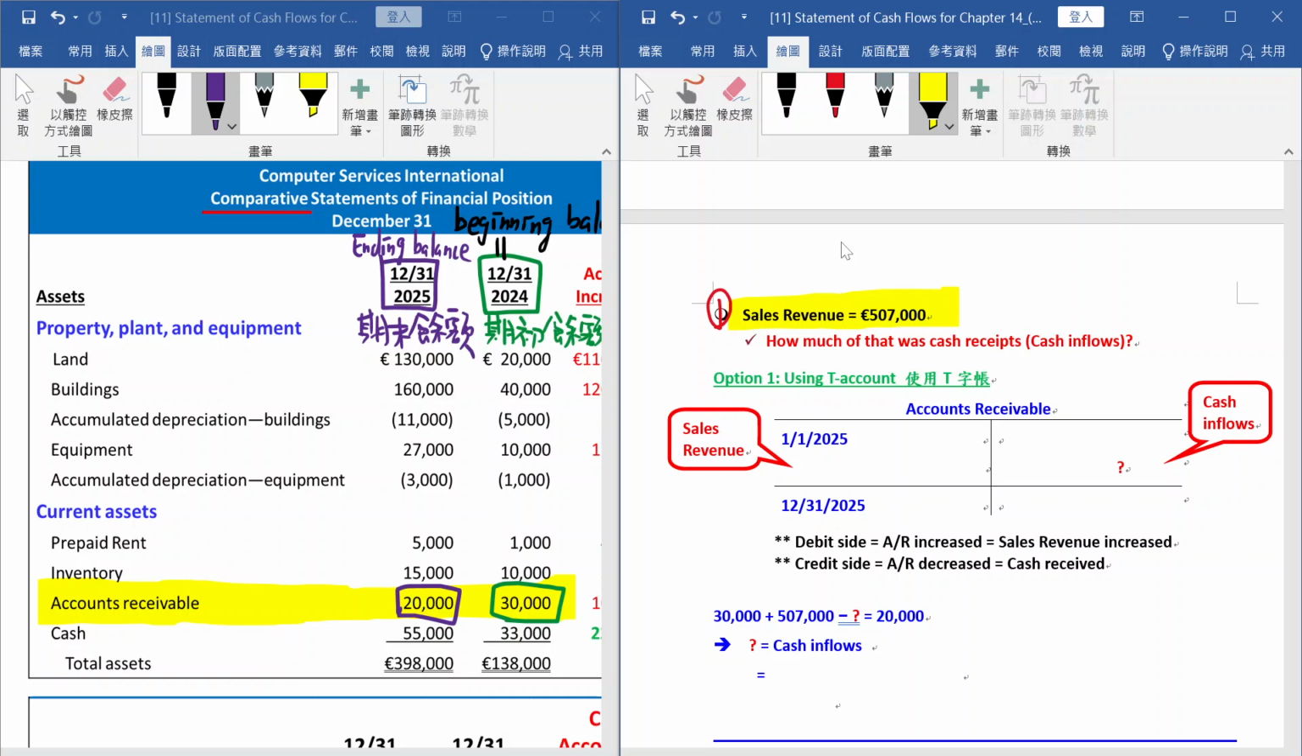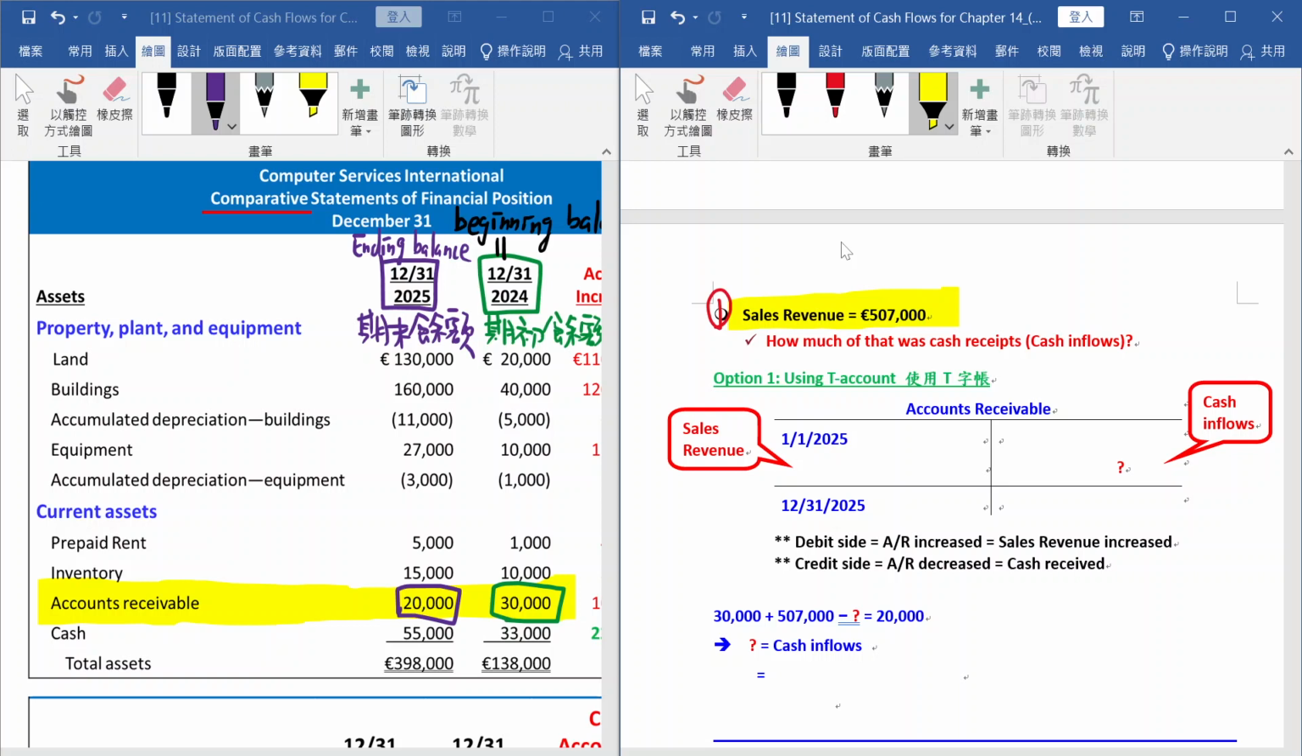Okay? Accounting, you want to do the math. The best tool is the T account. T account, T 字账, helps you to get accounting numbers. Okay, so I use a T account. I need my good friend's help. Who's your good friend? Accounts receivable. Okay, so sales revenue and my friend accounts receivable.